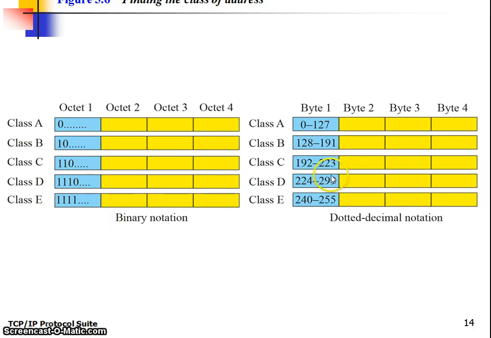Similarly, it is shown for dotted decimal notation. Here they are shown in limits. For class A, if the first byte lies from 0 to 127, then it will be considered class A. If it lies between 128 to 191, it will be considered class B. If it lies between 192 to 223, it is class C. If it is 224 to 239, it will be considered class D. And finally, if it lies between 240 to 255, it will be considered class E.